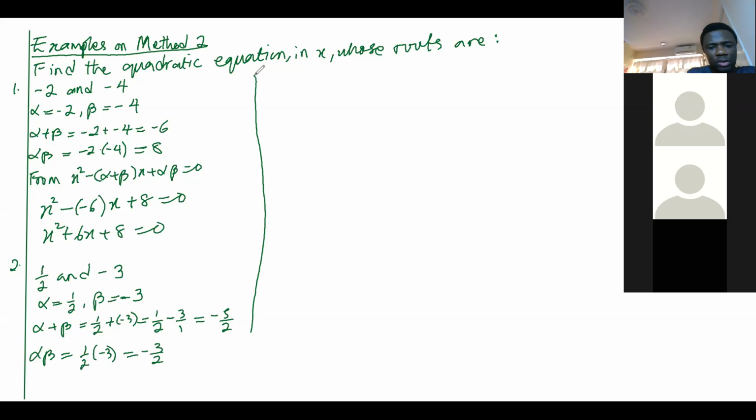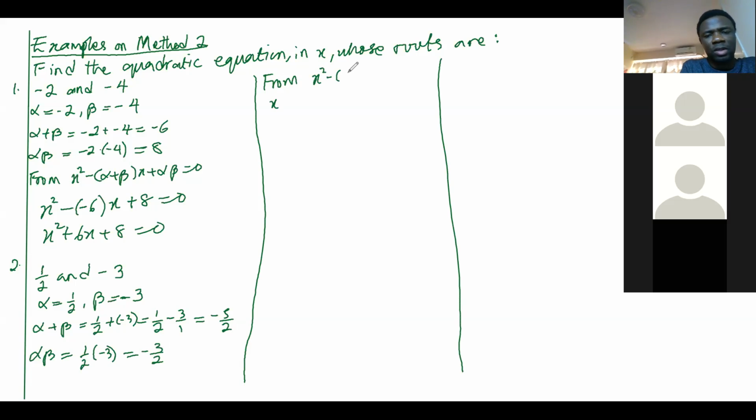Just like the first one, proceed from the formula: x squared minus (alpha plus beta) x plus alpha beta equals 0. We have x squared minus, alpha plus beta is a negative. Alpha beta is also negative.